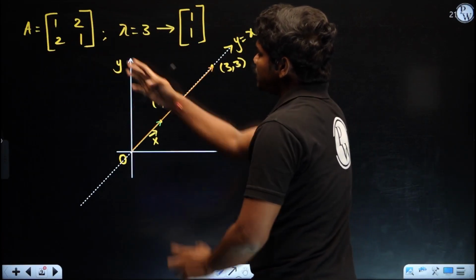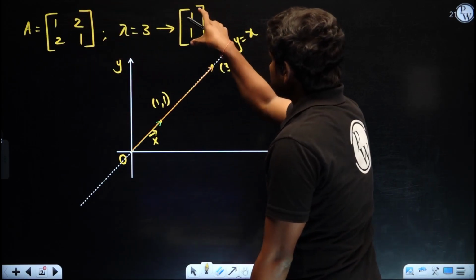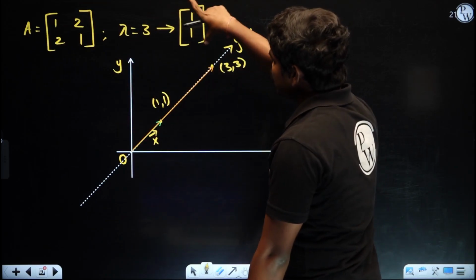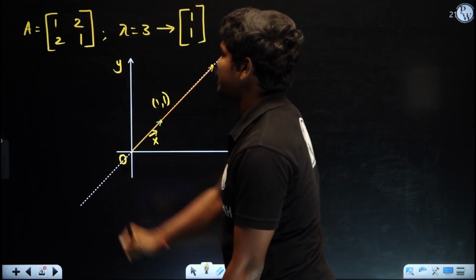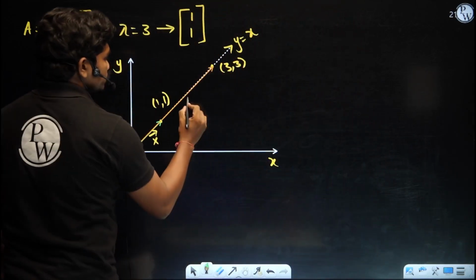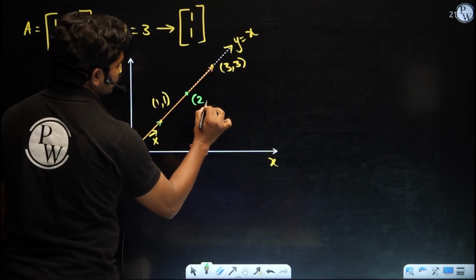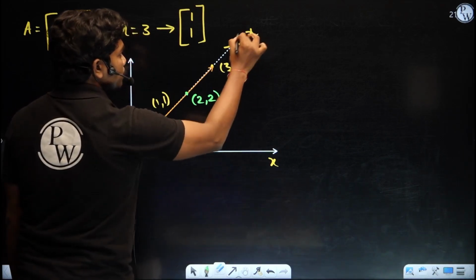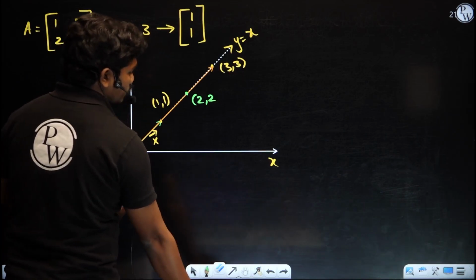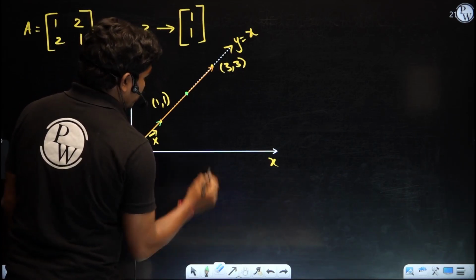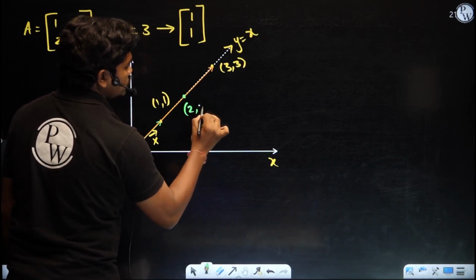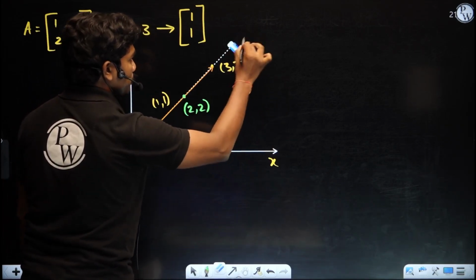That means the transformation of this matrix on this vector will give you a change in the length of that particular vector. Then we call this the eigenvector of this matrix. Similarly, you take any vector in this direction. For example, you take the point 2 comma 2 somewhere here.